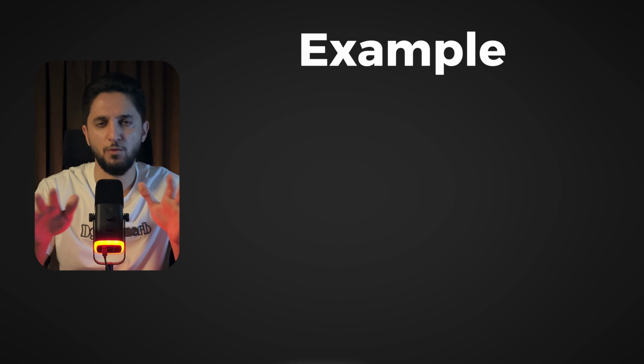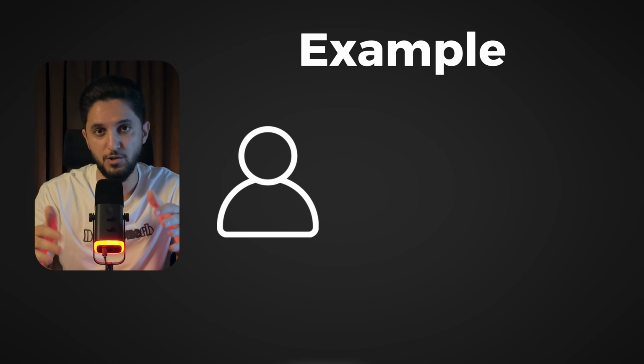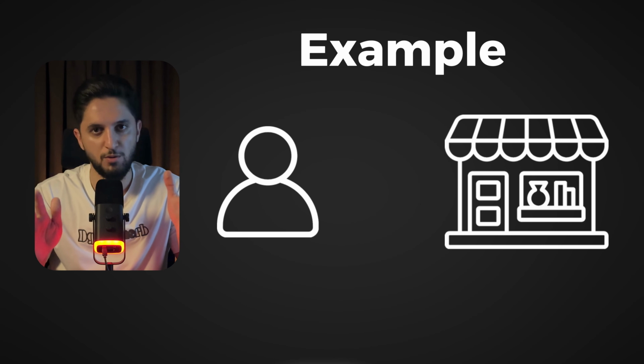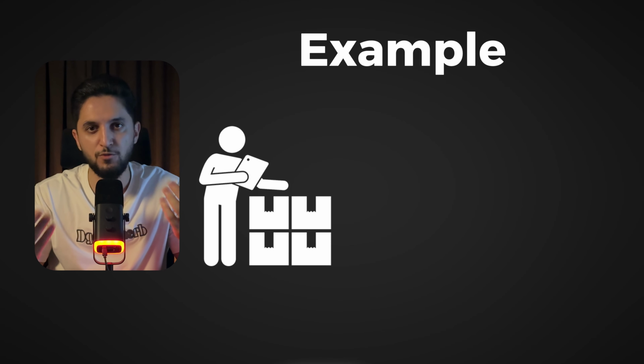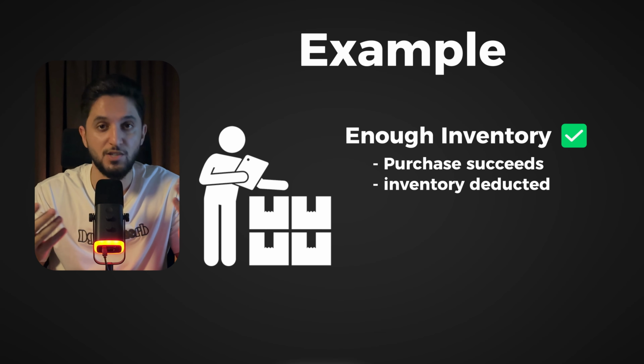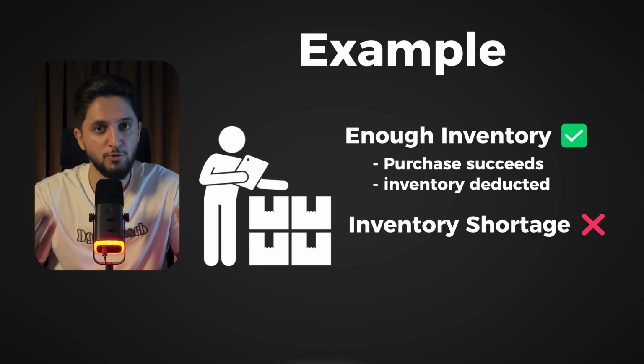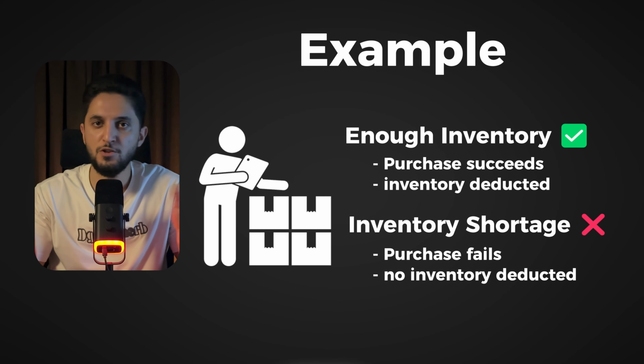Let's take an example to make it clearer. Imagine you're working on the most classic example: a customer is buying a product from a store. From a business point of view, the behavior is extremely simple. If the store has enough inventory for that product, the purchase succeeds and the store reduces its inventory. And if the store doesn't have enough inventory, the purchase should fail and nothing should be deducted.